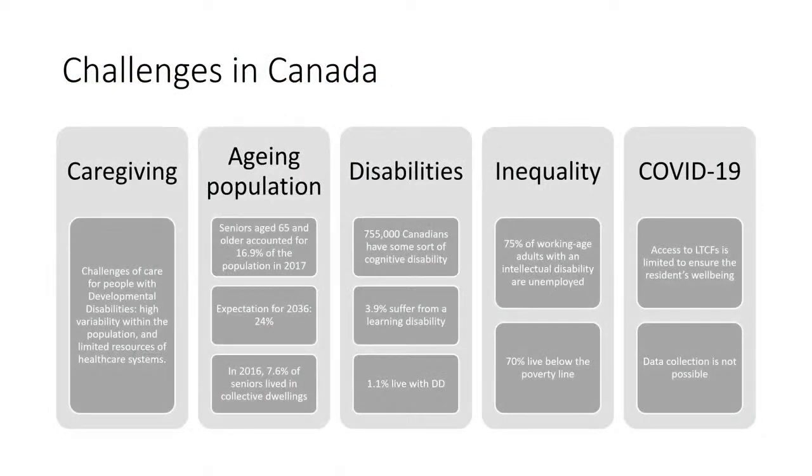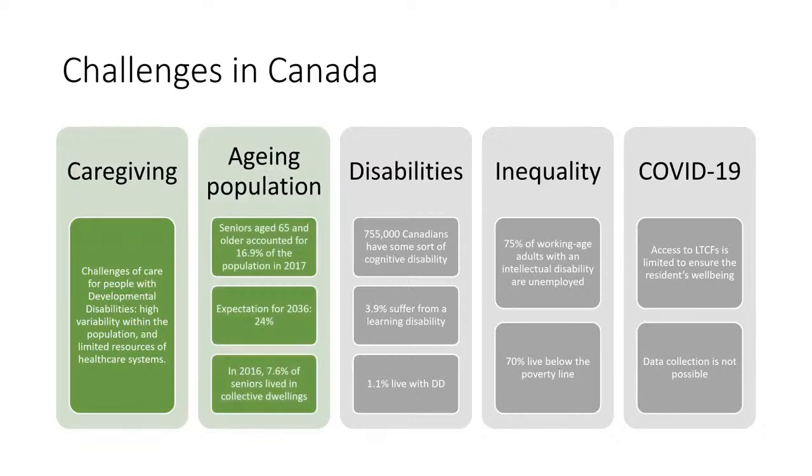Today, Canada and many other countries are facing several challenges to ensure the well-being of seniors and people living with disabilities. For example, providing high-quality care to seniors and adults with developmental disabilities presents challenges associated with the high variability of conditions within that population and the limited resources available in the healthcare system. Canada also faces challenges related to its aging population.